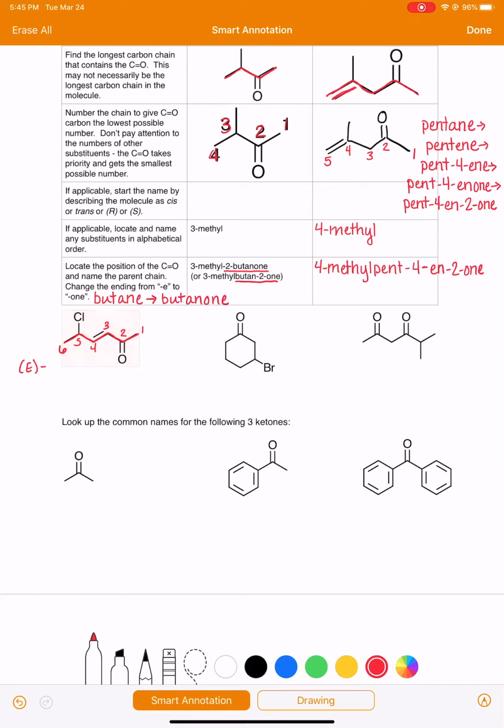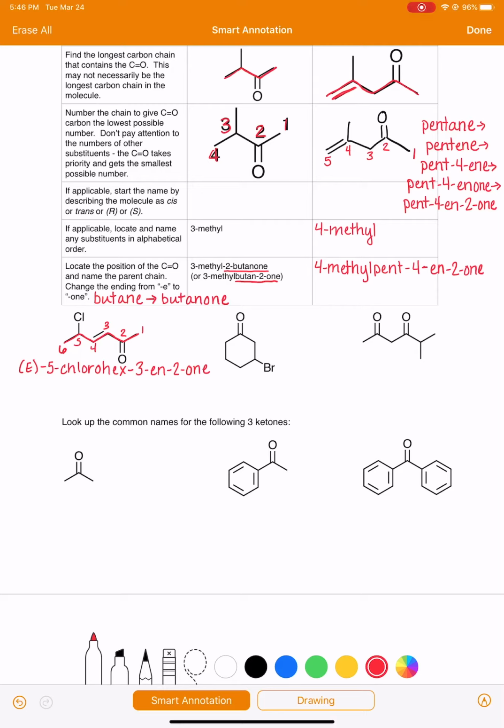Now we're going to name our substituent. On carbon number 5, we have chloro. Now we want to come up with the parent name for this molecule. 6 carbons makes it a hexane. We'll go ahead and start with the hex. It has a double bond, so it's not a hexane, it's a hexene, and the ene is located on carbon number 3. It's not just a hexene because it's also a ketone. The ketone is located on carbon number 2.